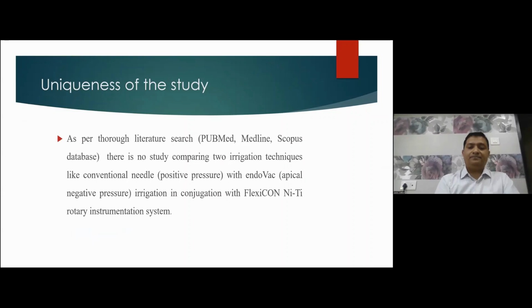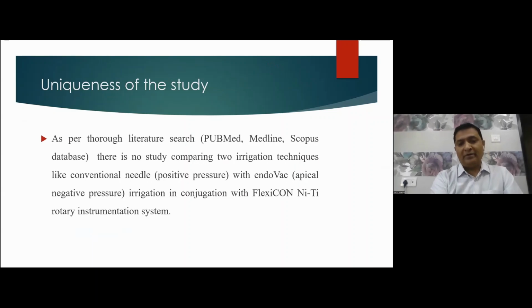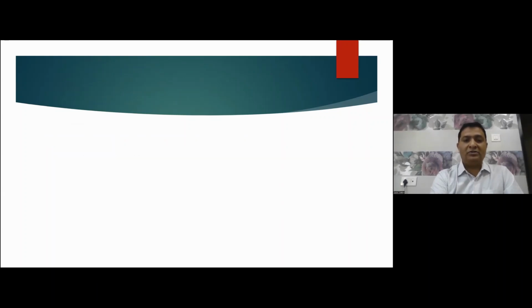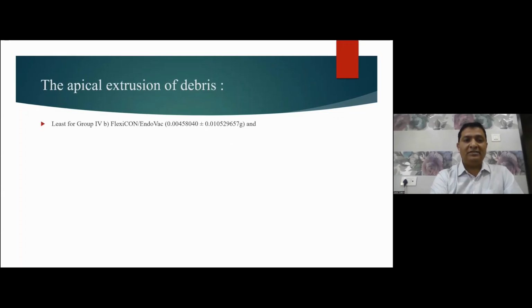Uniqueness of study: there is no comparative study in the literature comparing two irrigation systems with the Flexicon NiTi instrumentation system. Apical extrusion of debris in my study is least with group 4B and most with group 1A.